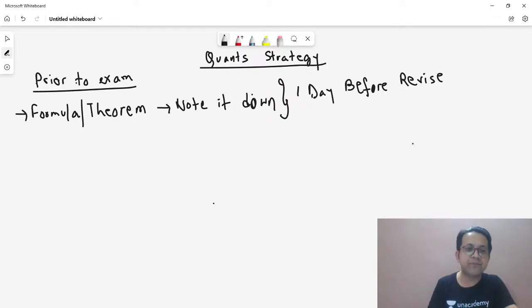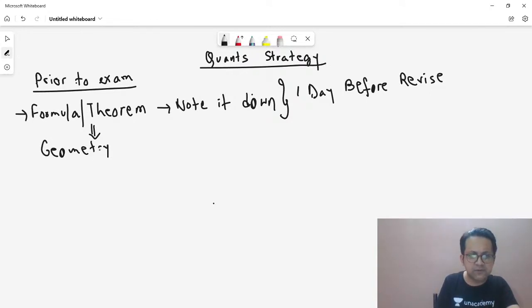Specifically, geometry. Which two chapters specifically? Other chapters are okay. Even if you forget, you might use common sense and get the answer. But 2 chapters definitely call for formulas and theorems. One is geometry, and the next one is 3D mensuration, right?